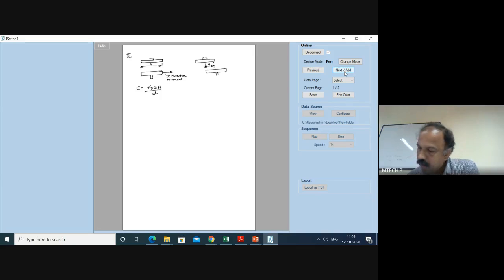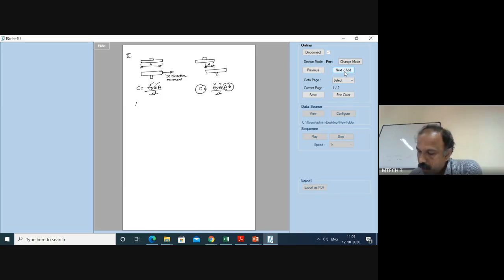Reduce. Now C is equal to epsilon naught epsilon r A divided by D. A is going to reduce. Are you understanding what I am telling? If you reduce the value of A, what is going to happen to the value of C? Decreases, sir, correspondingly decreases. Here epsilon naught, epsilon r and D are constant, so they have nothing to do with the change. Only A is the parameter.